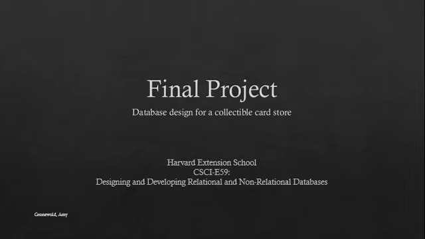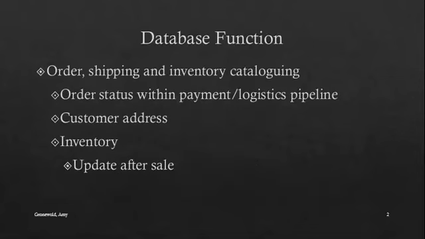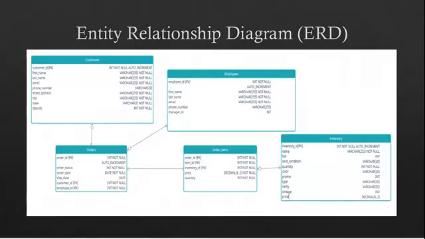We'll be designing a database for a collectible card store. This particular card store wants to track the order, shipping, and inventory status, and how the order status affects the updating of the inventory. And this is the relational diagram for this database.